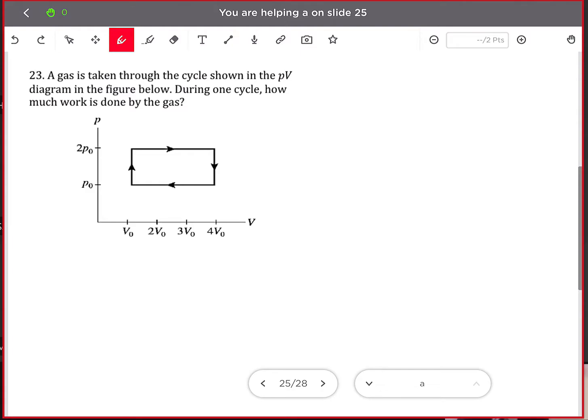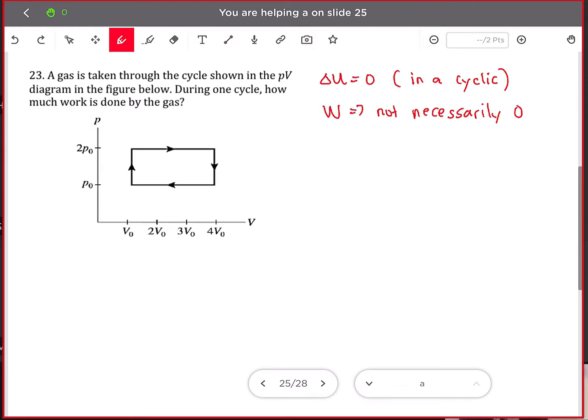What is zero in a cyclic process is the change in internal energy. That is zero in a cyclic process. But work in this case is not necessarily zero. So how can we solve for work here? We just have to solve for the area under the curve.